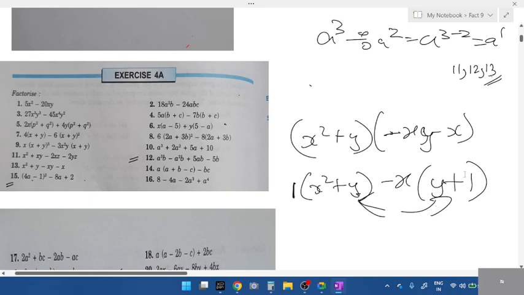Now, in grouping, students, this is the second type of question. You can group. This is the second type of question.